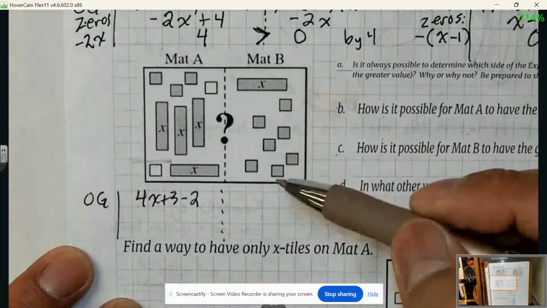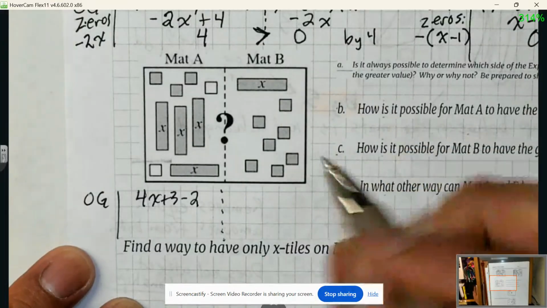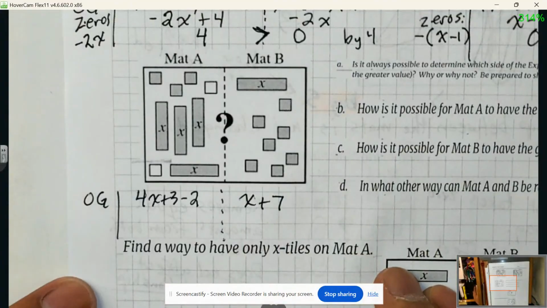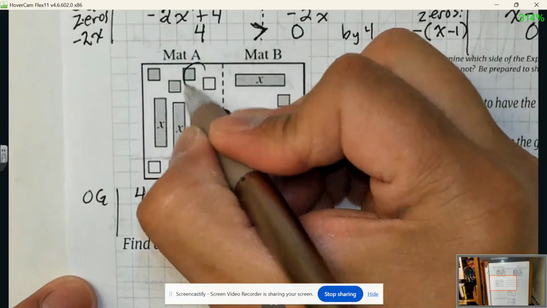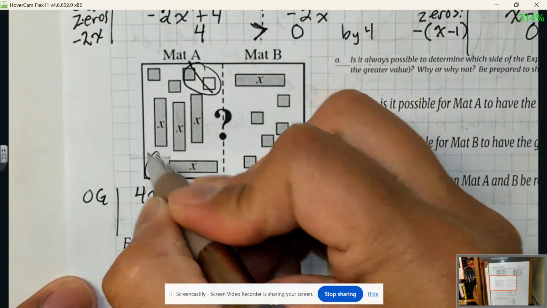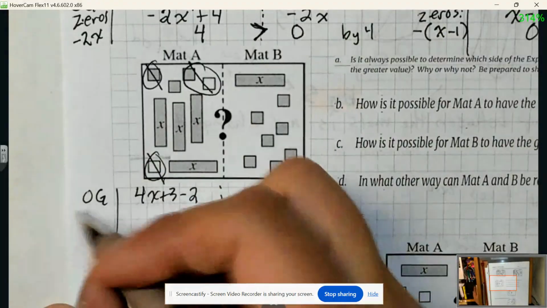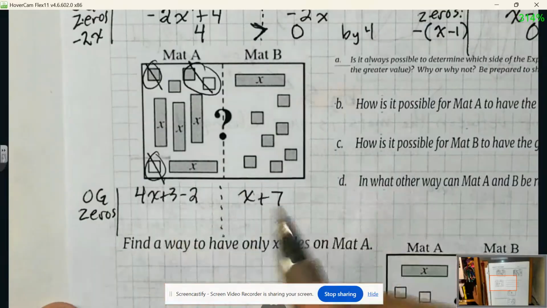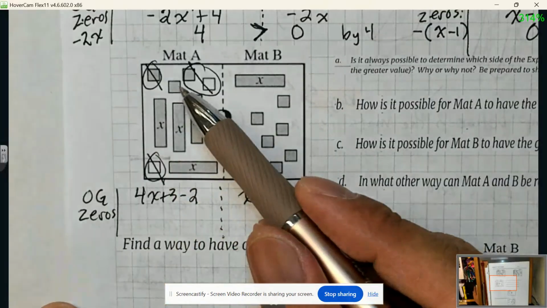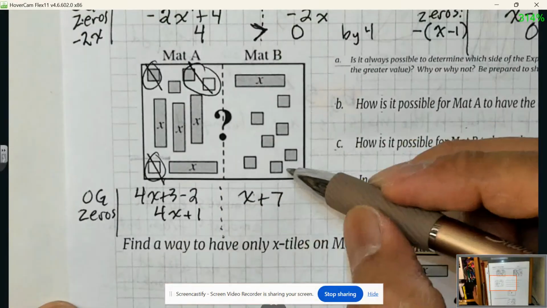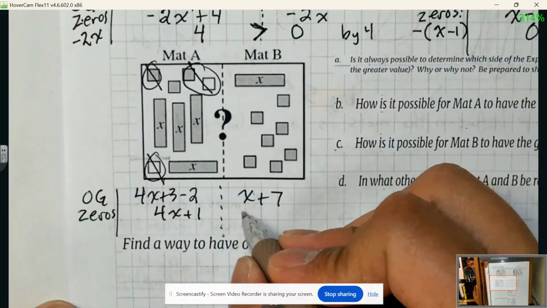And on the right we have x plus 7. Zero pairs? No zero pairs on the right. So once we do our zeros, we have 4x plus 1 and x plus 7.